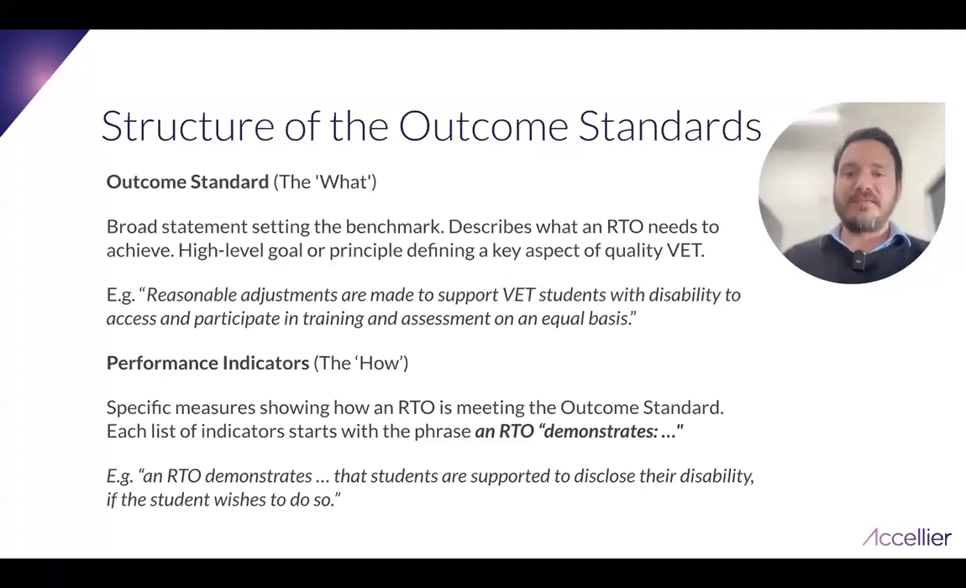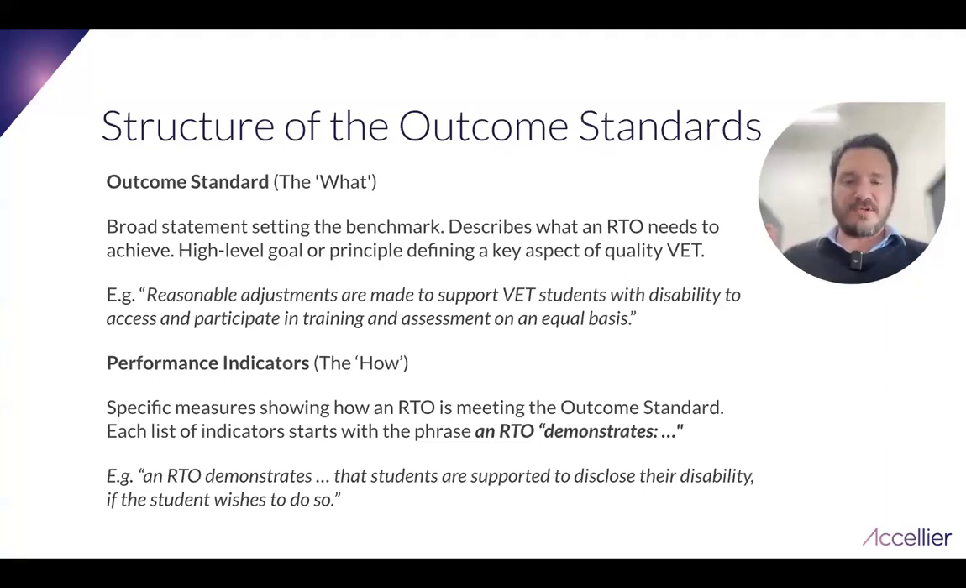And then underneath that, they'll have a list of performance indicators. As the name suggests, a list of things that will indicate to us, and I guess to the regulator, that we're meeting the intent of the outcome standard. So how do we do it? I would say there are specific measures for how we're meeting the outcome standard, and you'll notice the wording they use always starts with the phrase, "An RTO demonstrates." So it'll say something like, an RTO demonstrates, and then it'll have a list of things. For example, that students are supported to disclose their disability if the student wishes to do so. They always use that term, an RTO demonstrates, which I think is pretty good. It makes it pretty clear what we need to do.